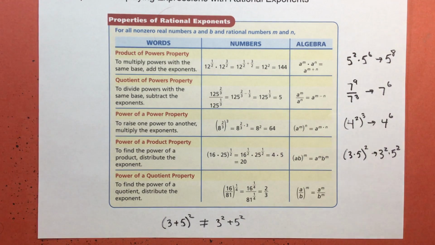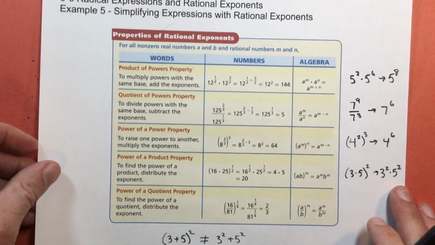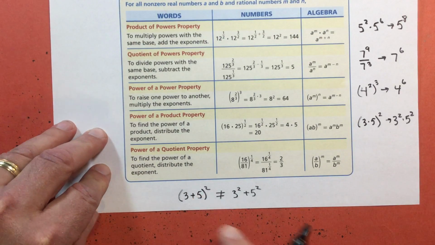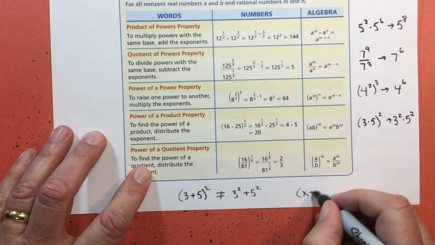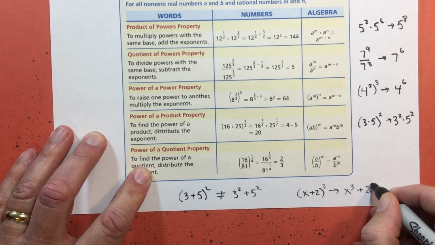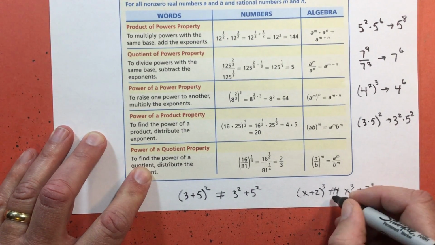That's because the exponent is a shortcut for multiplying. So I just want to mention that because if you see something like this, people will do this. X plus 2 to the third power. Oh, that's easy. That's x to the third power plus 2 to the third power. No, it is not. Those are not the same.